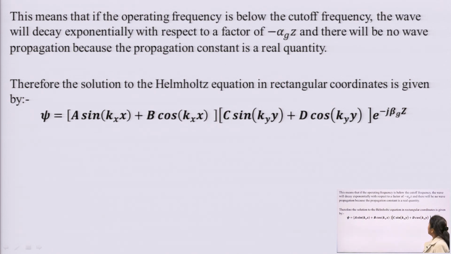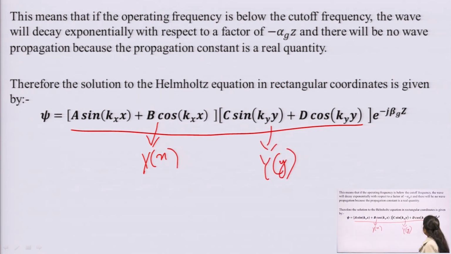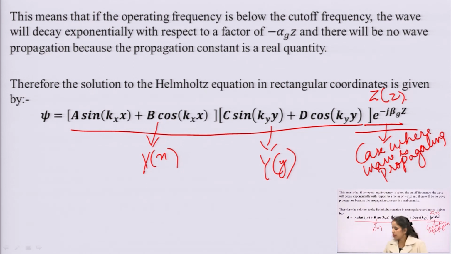So, considering all this, for a wave to be propagated, the equation can be written as this: x and y remain the same, and z, where the wave is propagating, is replaced by e to the power of minus j beta z, the case where the wave is propagating, and all other cases are ignored. This is the replacement of our z function. So, here comes the end of the wave equation in the rectangular coordinates.